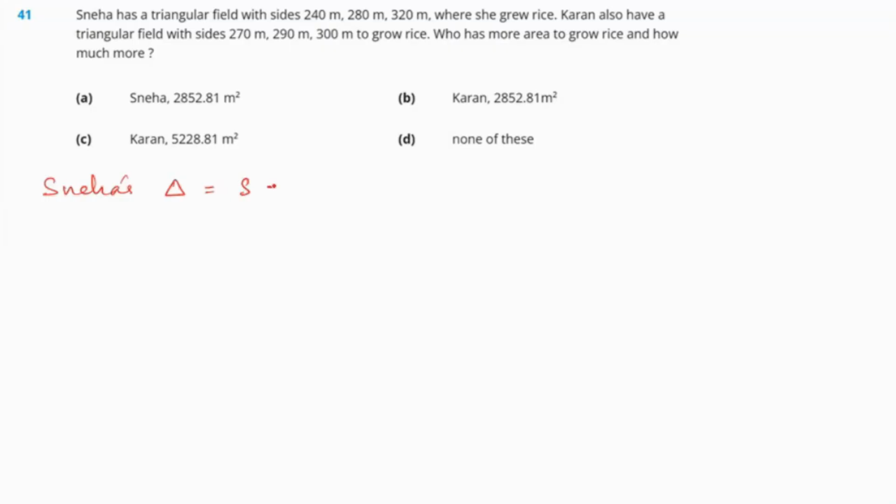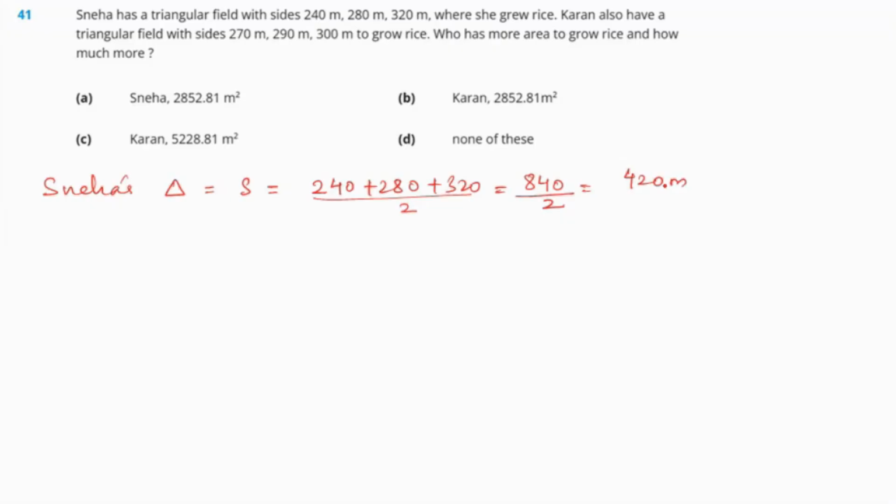First, we will try to figure out the semi-perimeter. That needs to be 240 plus 280 plus 320 by 2. Okay, so when we are going to add all of them together, we will be getting 840. 840 by 2, when we are going to do, we will be getting 420 meter. Okay, that needs to be what? That needs to be the semi-perimeter.